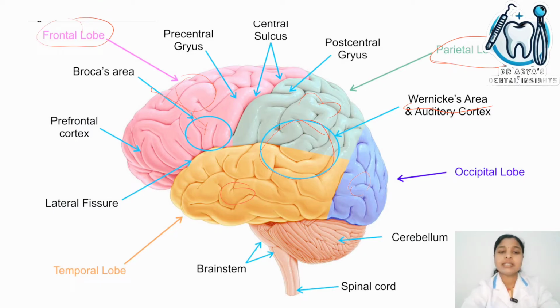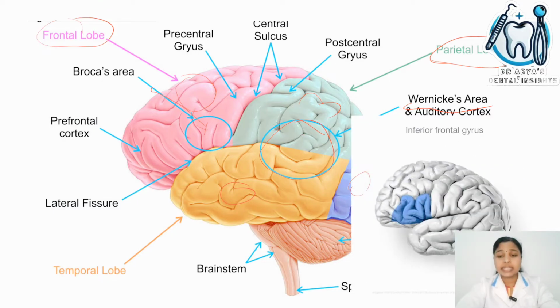Okay, and this is the lateral fissure. Here this is the prefrontal cortex, cerebellum, and this is the spinal cord. And also this is the brainstem. Okay, and one more question is there. Broca's area is situated in which frontal gyrus? It is in the inferior frontal gyrus. So this is Broca's area and this is the inferior frontal gyrus. So Broca's area is situated in the inferior frontal gyrus.